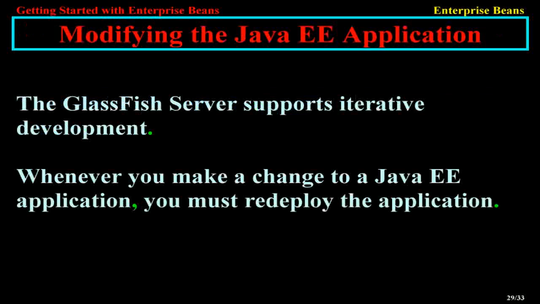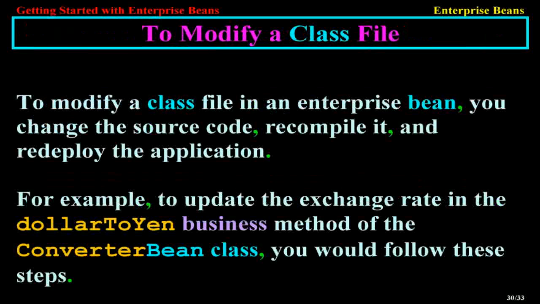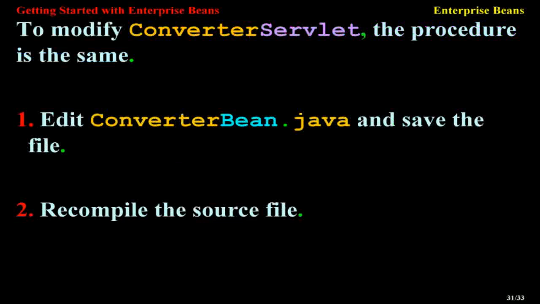Modifying the Java EE application. The GlassFish Server supports iterative development. Whenever you make a change to a Java EE application, you must redeploy the application. To modify a class file in an enterprise bean, you change the source code, recompile it, and redeploy the application. For example, to update the exchange rate in the dollarToYen business method of the ConverterBean class, you would follow these steps. To modify ConverterServlet, the procedure is the same.